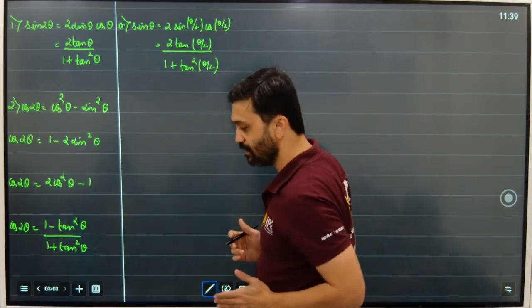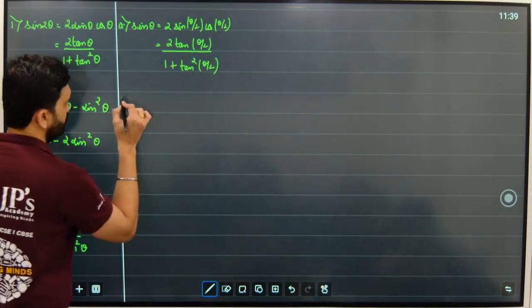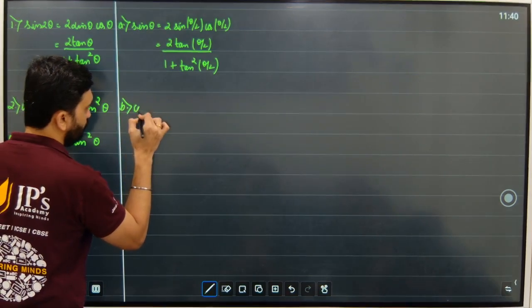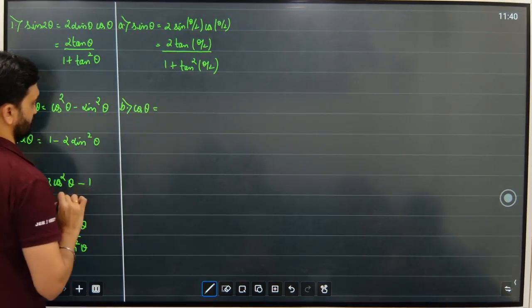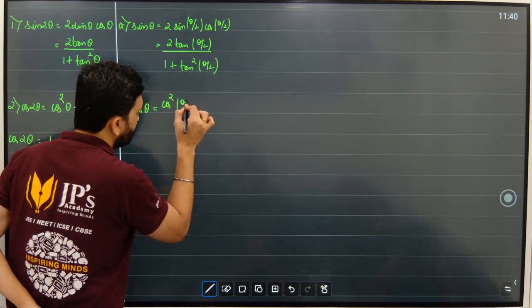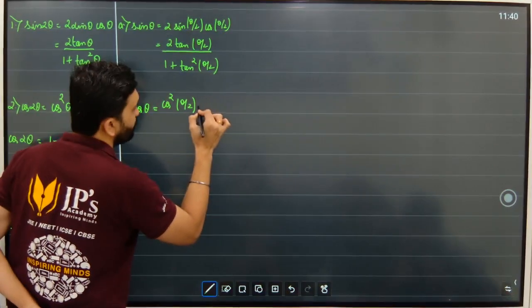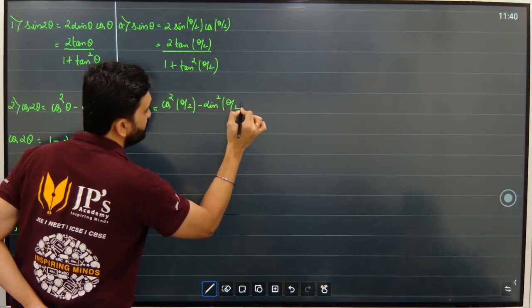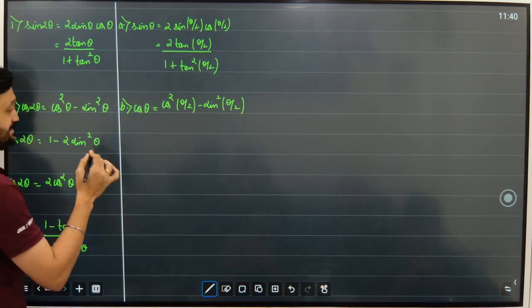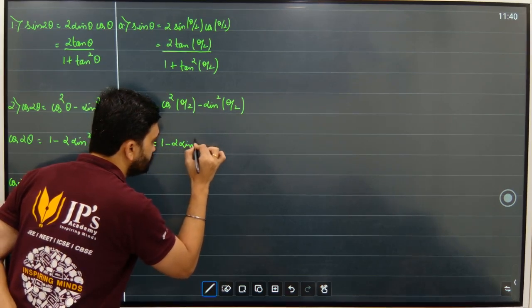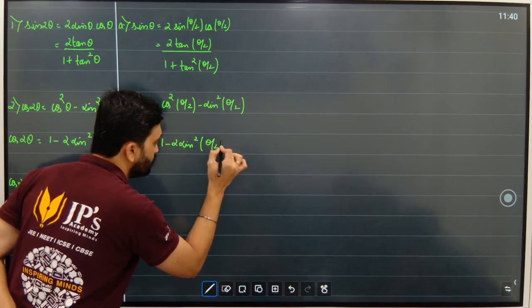Obviously half angle भी लिखेंगे हम. अब half angle का I'll take the B part of half angle. मतलब the formula for cos theta is cos square theta by 2 minus sin square theta by 2. Second formula is 1 minus 2 sin square theta by 2.